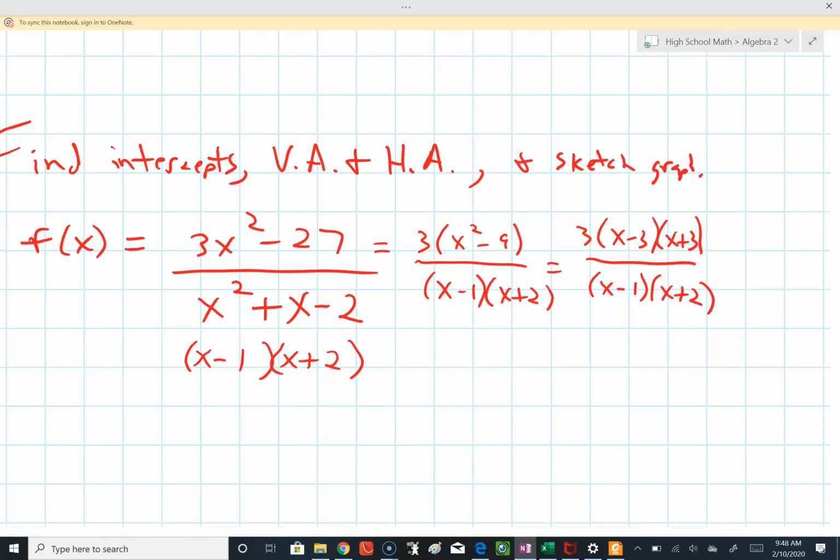Okay, so I noticed that the numerator had a GCF of 3, so I was left with x squared minus 9. I observed that x squared minus 9 was a difference of two squares and could be factored thusly. I factored the denominator as (x minus 1)(x plus 2). Give me a thumbs up if you got all of that.